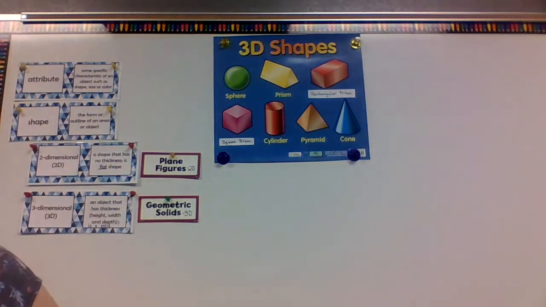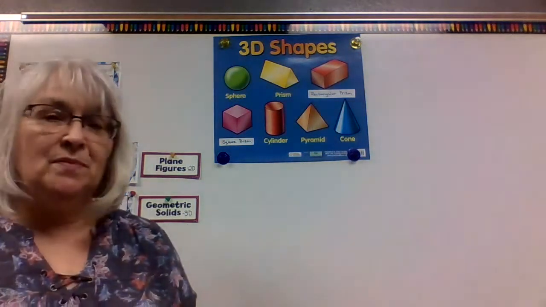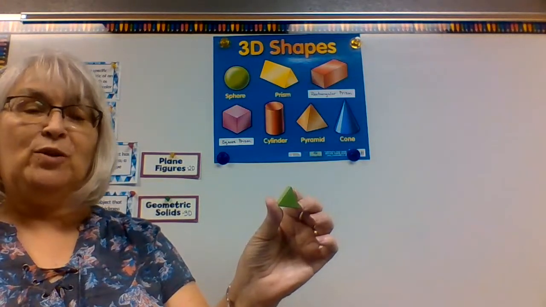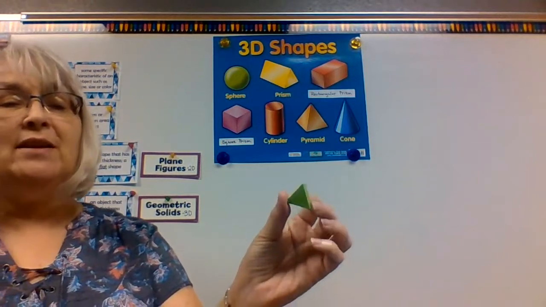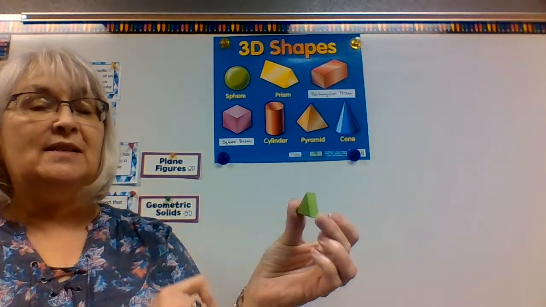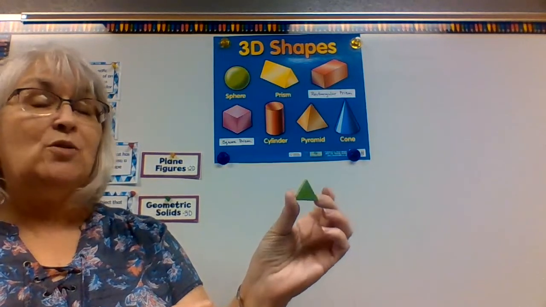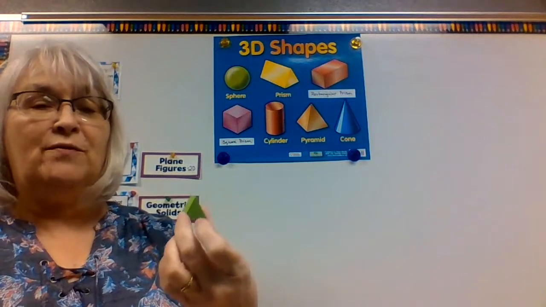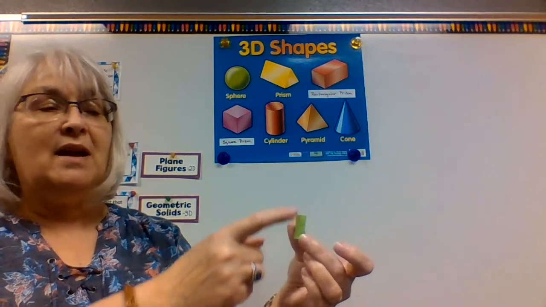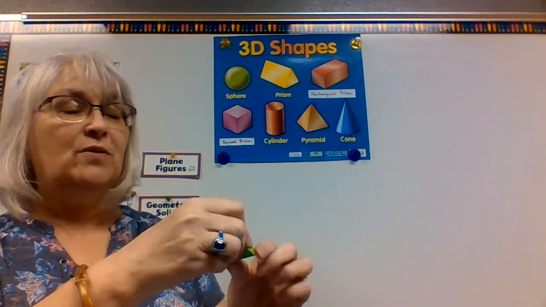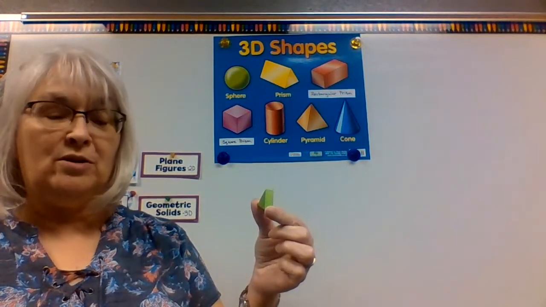When we're doing pattern blocks, our pattern blocks have a triangle. We call it a triangle, but in reality, because it's not flat, because it has thickness, it is a solid. This actually is a triangular prism. It does have a triangle face on the front and back, but the sides and the bottom are rectangles.